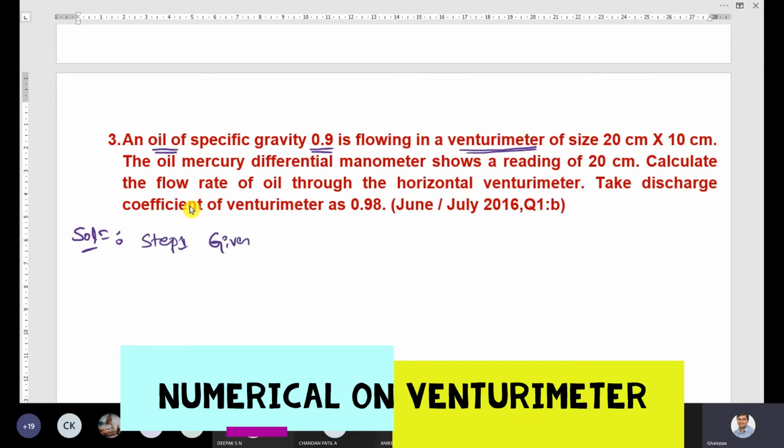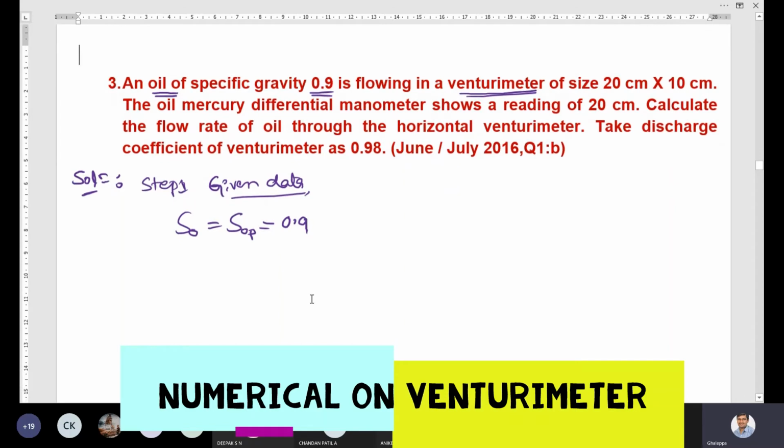Given data: specific gravity of the oil, which is flowing in the pipe. Both are the same. It is left to you; you can change any notations, but it must be clear. Okay, 0.9. When specific gravity is given, you convert specific gravity into density, because you may need density for calculating the further steps.